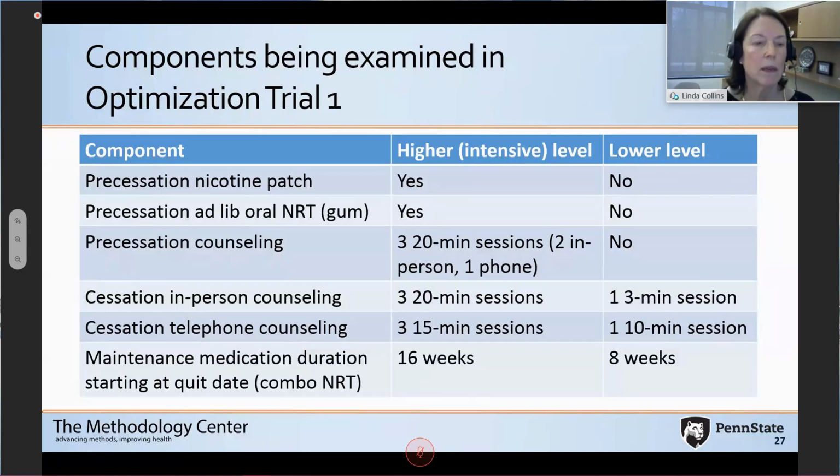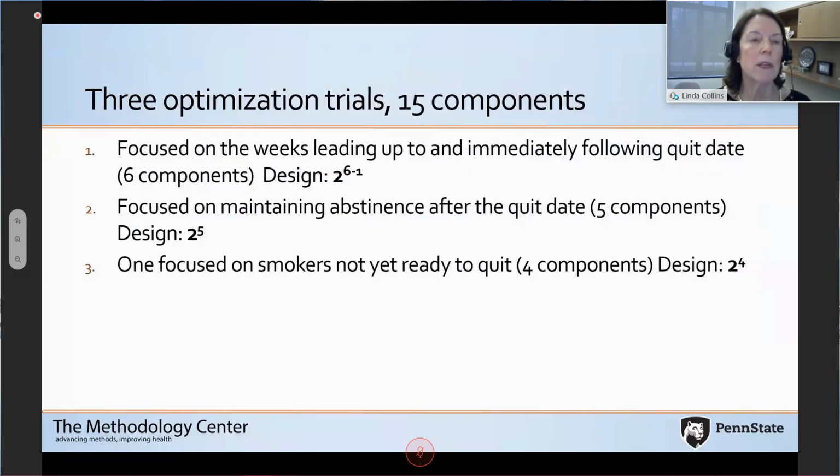Pre-cessation counseling, cessation in-person counseling, cessation telephone counseling, and then medication maintenance duration. We were looking at 16 weeks versus a shorter period, 8 weeks. The 8 weeks was standard of care. So that's just an example.